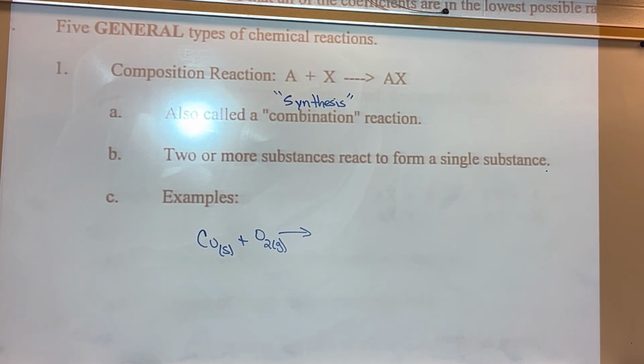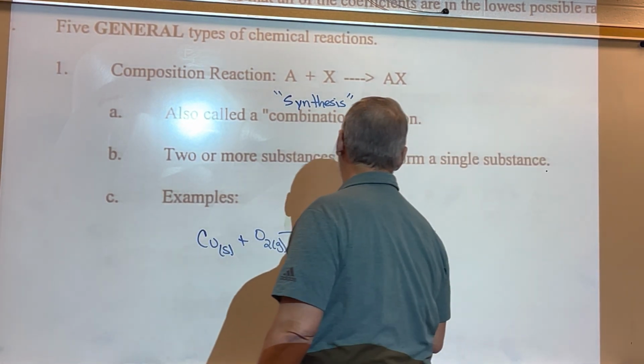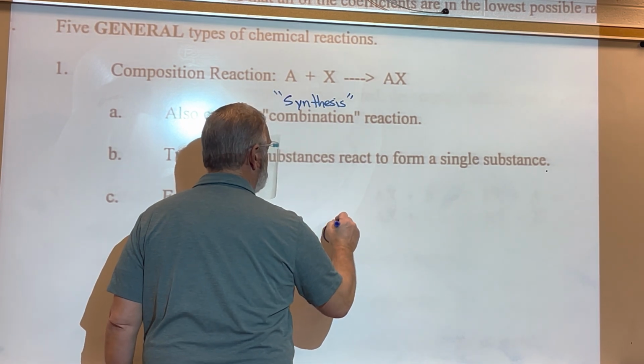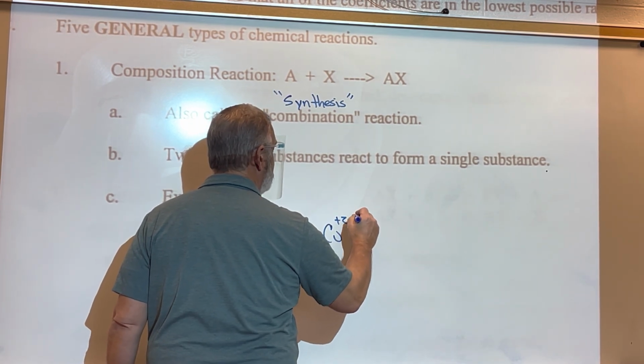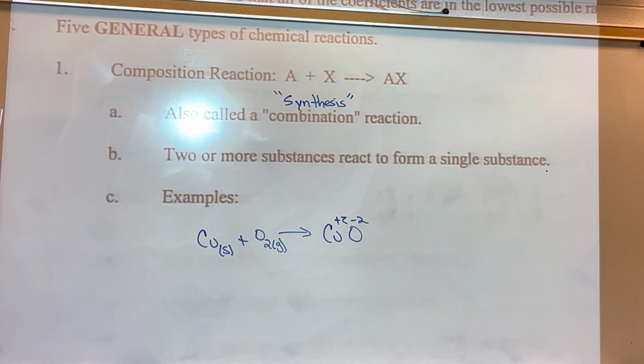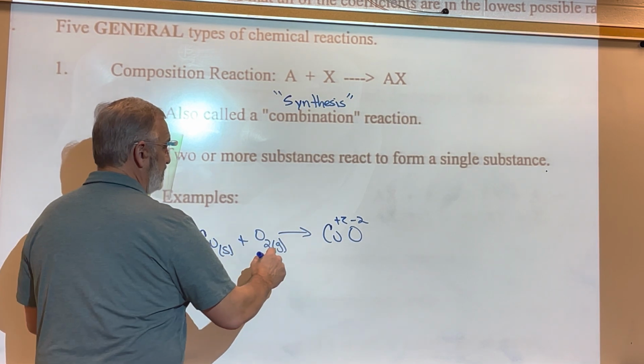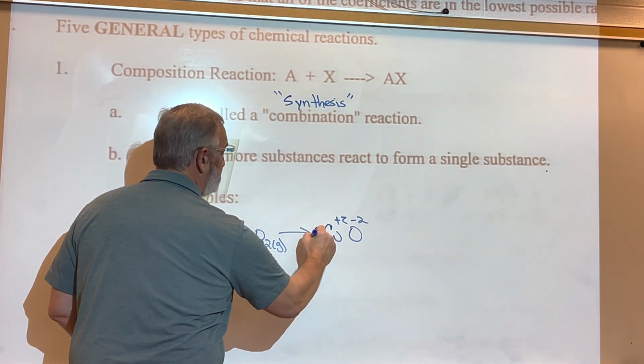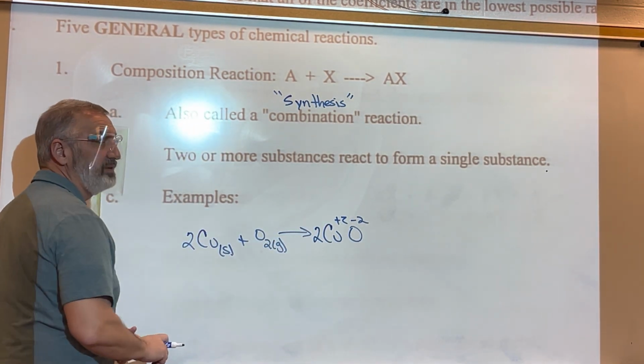Okay, so let's just pick copper 2. So it's going to be Cu plus 2, oxygen minus 2. So it's just CuO. So I have 2, I need to put a 2 there, and I need to put a 2 there.